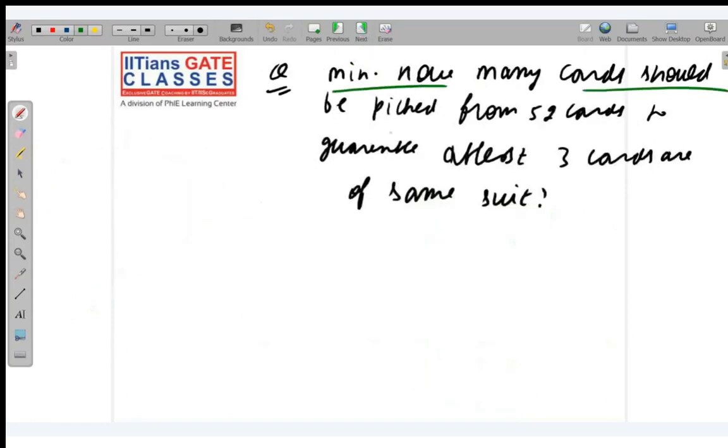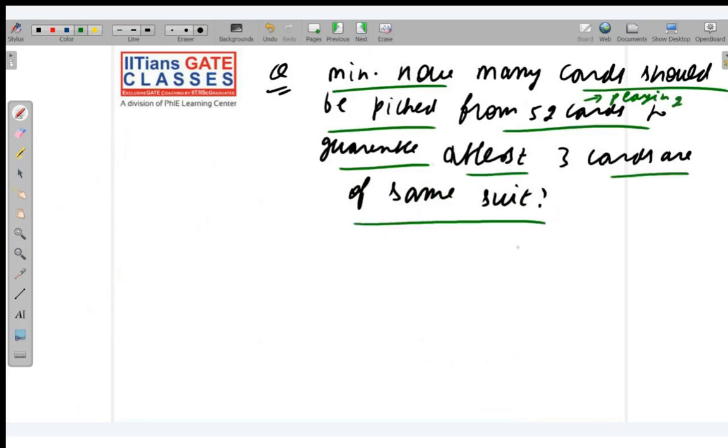Next is: minimum how many cards should be picked from 52 cards, meaning playing cards, to guarantee at least 3 cards are of the same suit. So we have 4 suits, right? Diamond, and then heart, and then spade. I do not know how to design that, but let me write it.